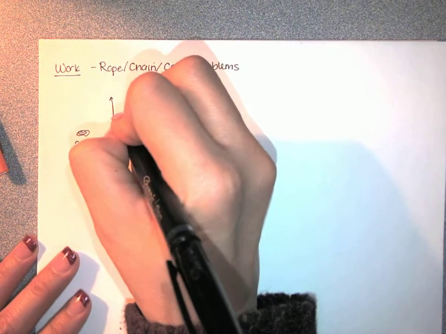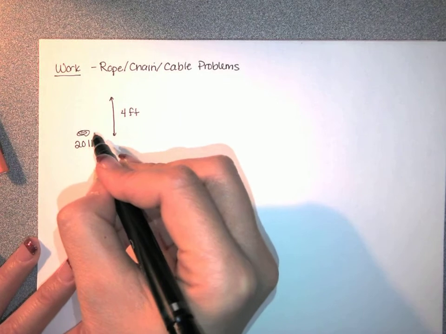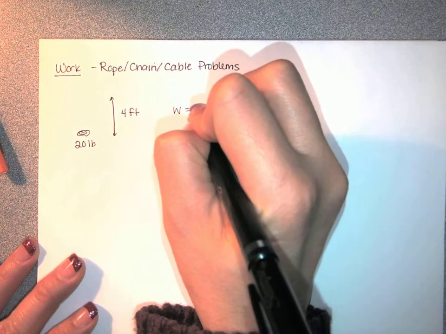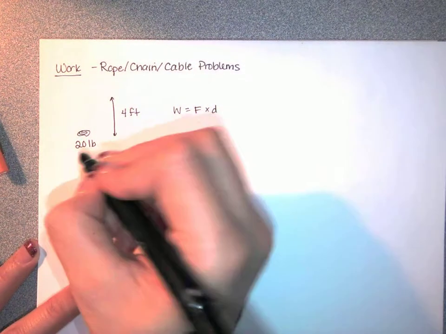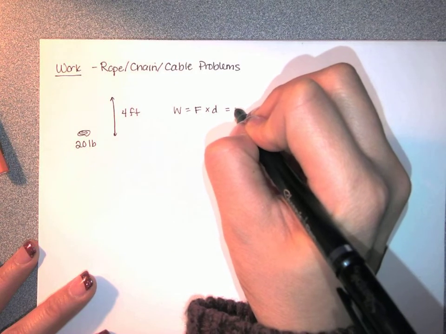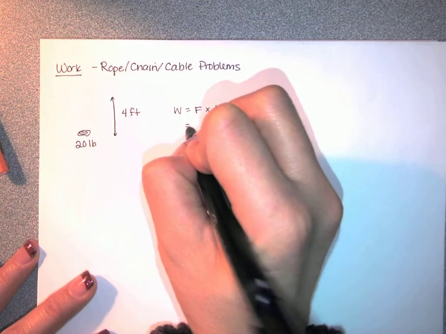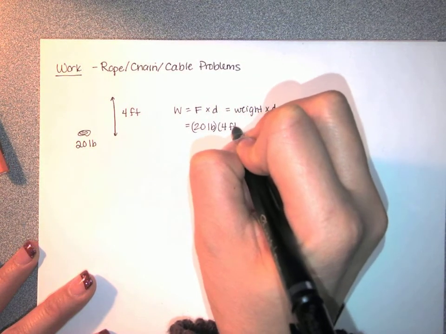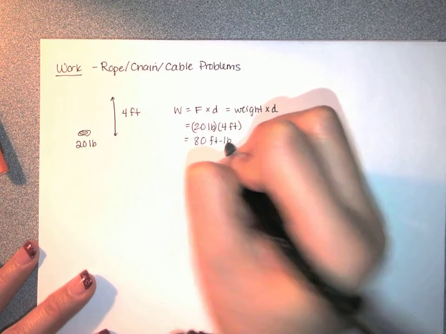So maybe we're just moving it 4 feet to some table height. If I want the work done in taking that whole thing and moving it through 4 feet, work is very easy. It's just force times displacement. The force is going to be the weight of that chain or cable. So in this case, it would just be 20 pounds multiplied by 4 feet. So that's 80 foot-pounds of work.